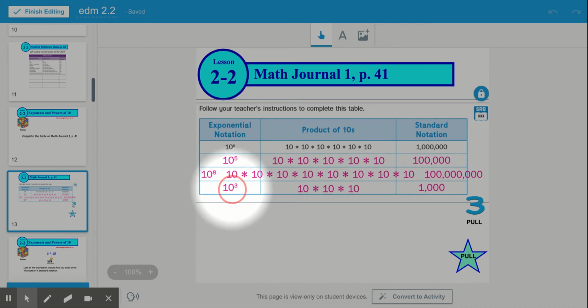And one more example. We have 10 to the 3rd. So I see that I have 1, 2, 3 tens, giving me an answer of 1,000. Okay, so we have 1, 2, 3 zeros, and then we put our 1. 1,000.